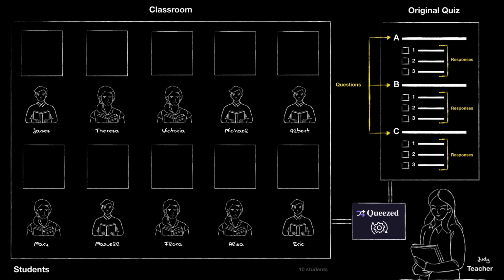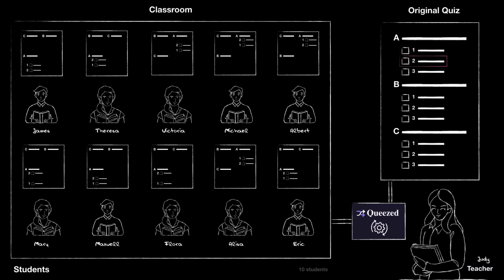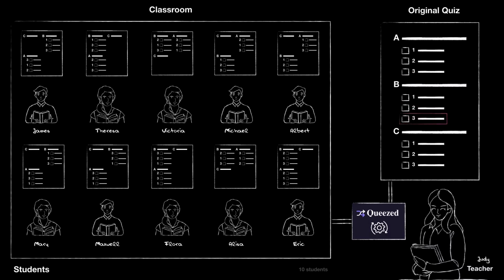responses will be randomized. As an example, question E from the original quiz will change its position for each student, similar to question B and C. The same goes for answers, where the responses to question E will be randomized. The responses to question B will change their order. The same for question C.